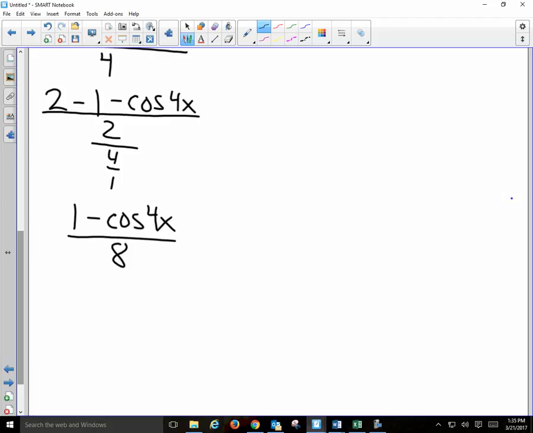Now, if you want to write it like this, that's fine. If you want to write it as 1/8 times 1 minus cosine of 4x, if you want to write it as 1/8 minus 1/8 times the cosine of 4x, any of these options are the same, okay?